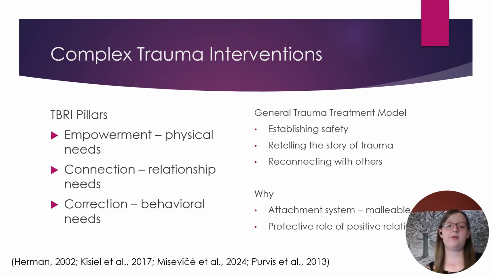Now, there are three pillars of TBRI, and they go in order. The first pillar is the empowerment pillar, which includes meeting kids' physical needs like safety, food, and things like that. The second pillar is the connection pillar, which involves meeting kids' relationship needs. And the third pillar is the correction pillar, or meeting kids' behavioral needs.